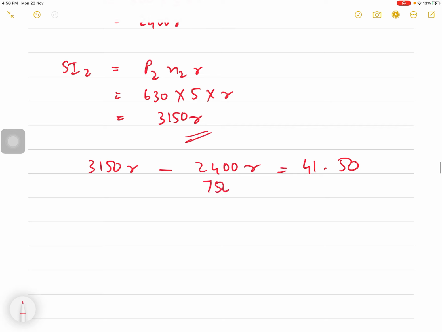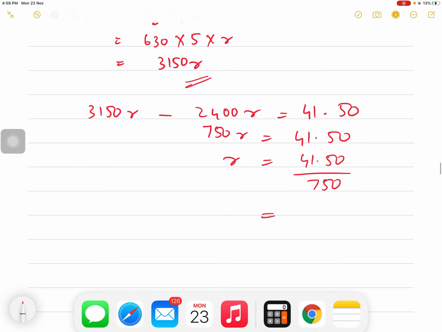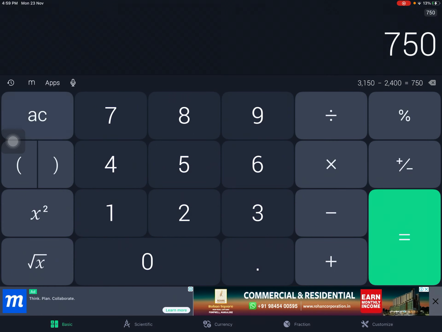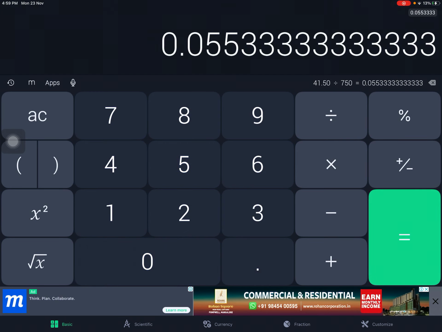So 750 R is equal to 41.50. R is equal to 41.50 divided by 750. So 41.50 divided by 750 comes to 5.53%.